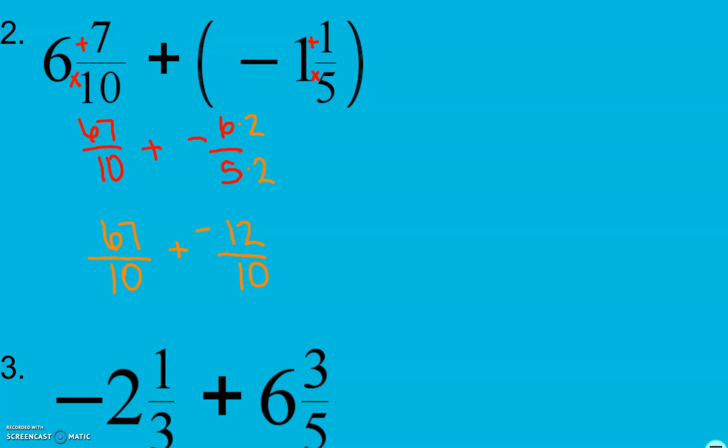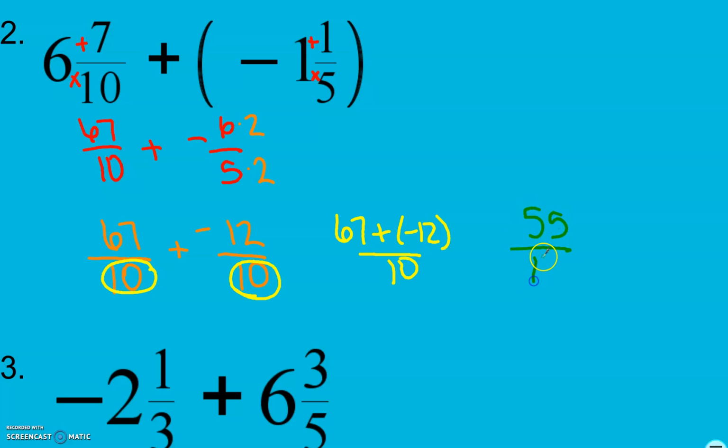Now, I have a common denominator, so I can keep that denominator, perform the operations on my numerator. So 67 plus negative 12. Different signs, we go ahead and subtract, give the sign of the bigger number. So here I'm going to get 55 over 10.